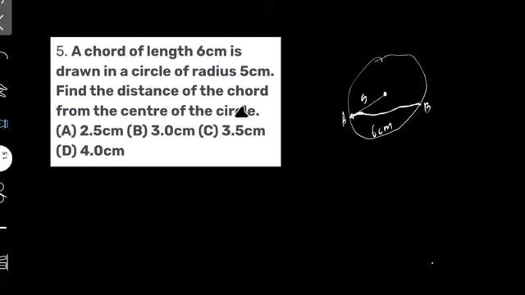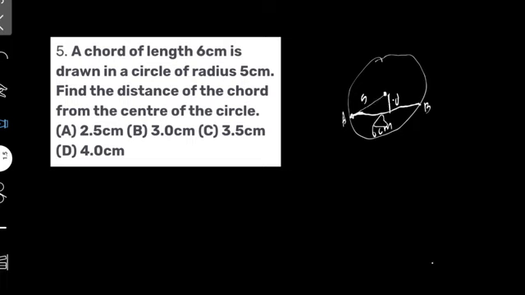So the question says to find the distance of the chord from the center of the circle. We want to find the distance of this chord from the center of the circle. It means the line drawn from the center of the circle to touch this chord will be the height, the distance. Let's call it D. So we want to find this D.